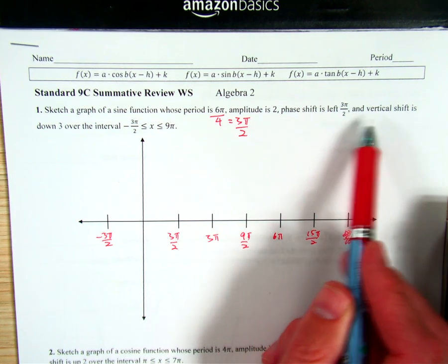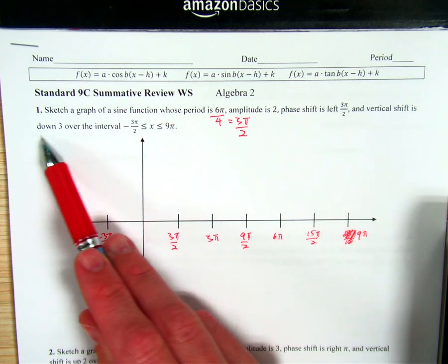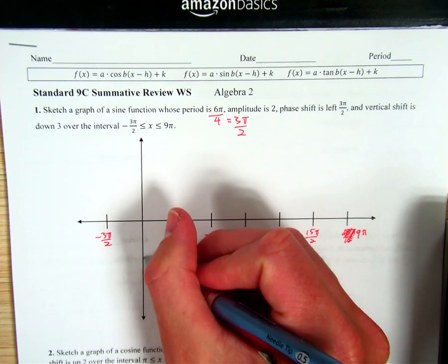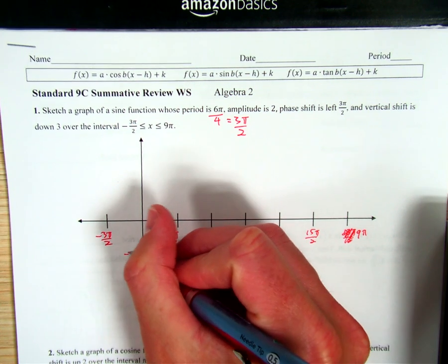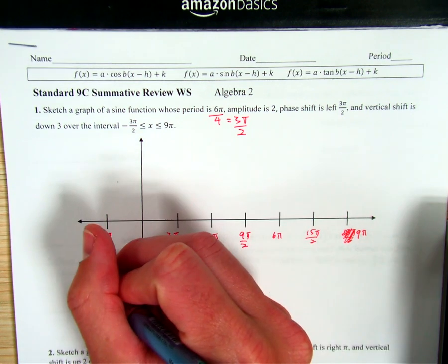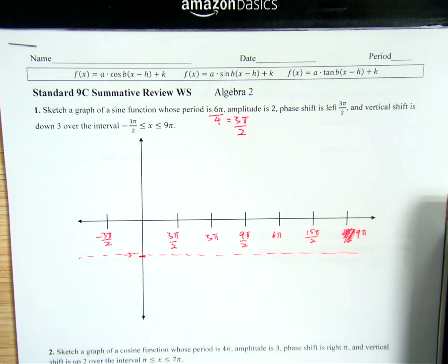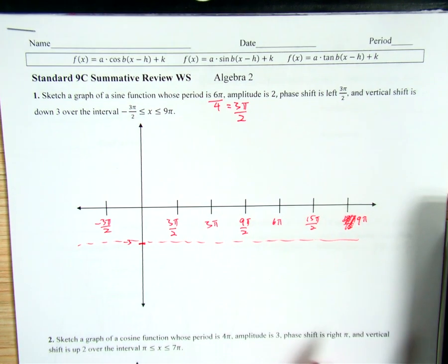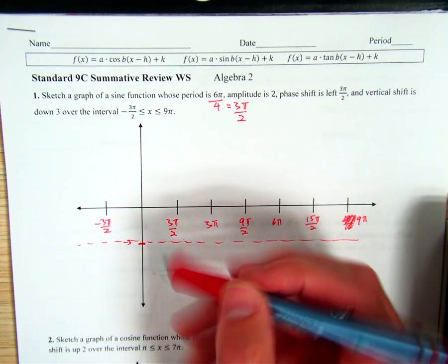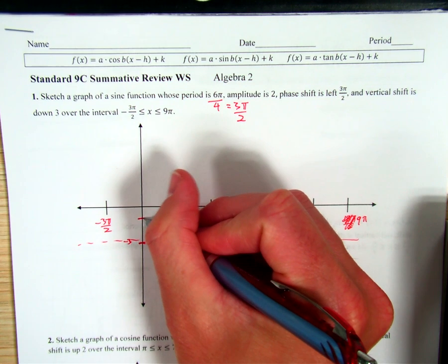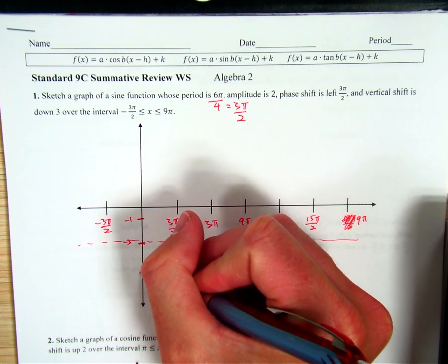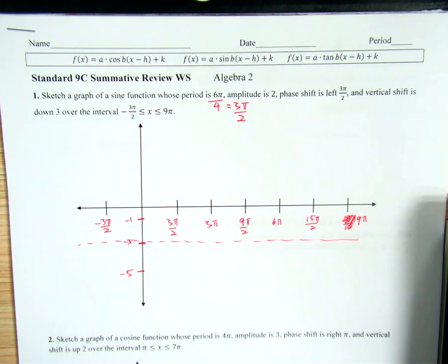Phase shift, we'll get to that later. Vertical shift is down 3. So we're down 3. Our midline is at negative 3. I probably could have gone down a little further than that. Amplitude is 2, so that means we're going to go up 2 to negative 1 and down 2 to negative 5.